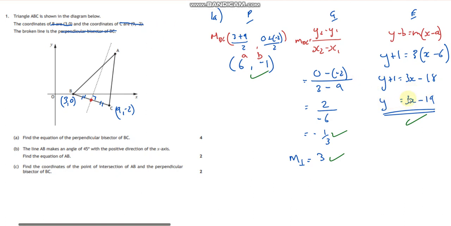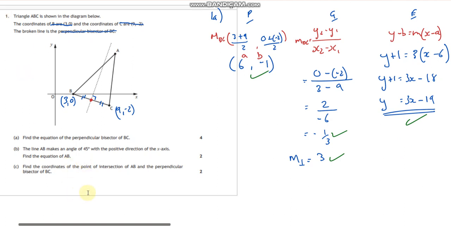To get a gradient from this equation, it has to be of the form y equals. Some of the questions you'll get will be something like 3y is equal to x plus 2. What's the gradient? Well, you'd have to divide through by 3 to get y on its own. So don't forget your y equals mx plus c. And yeah, that's part 1 done.